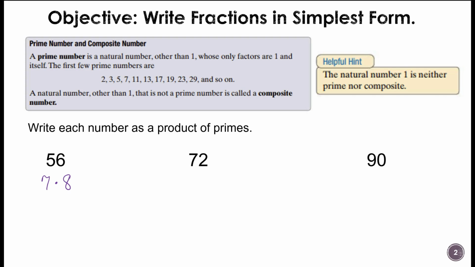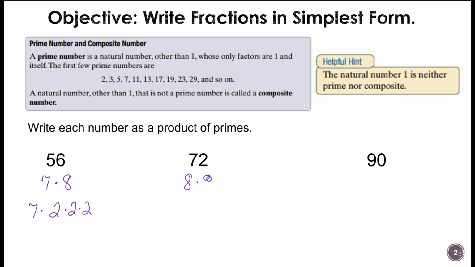7's prime, you can see it's on the list, but 8's not. So I'm going to write this as 7 times 2 times 4, because 2 times 4 is 8. And then 2 times 2 is 4. You can double check this by just multiplying it, 7 times 2 times 2 times 2, to see that you get 56. So this is a product of primes. That's what that's called.